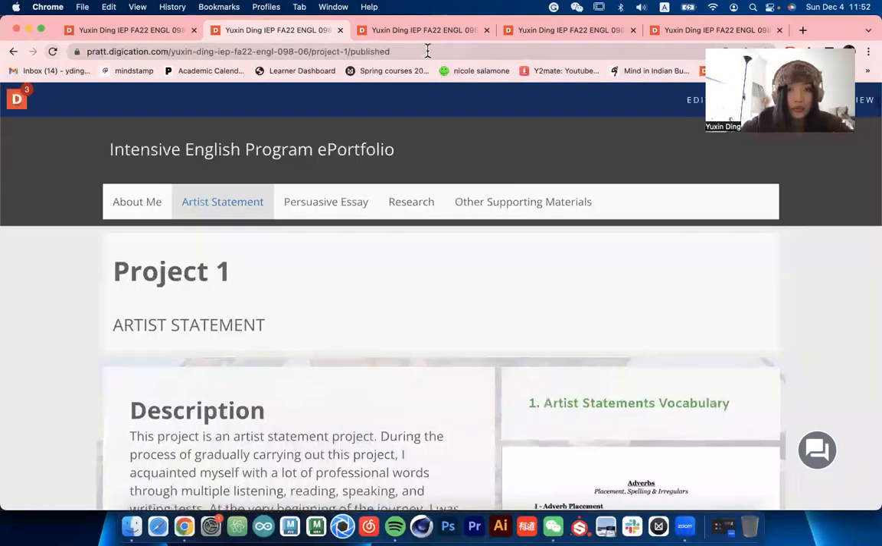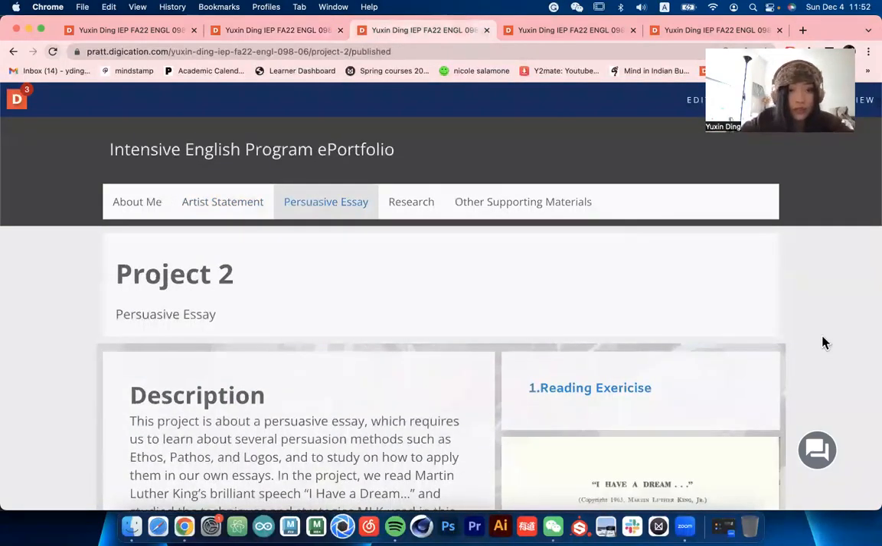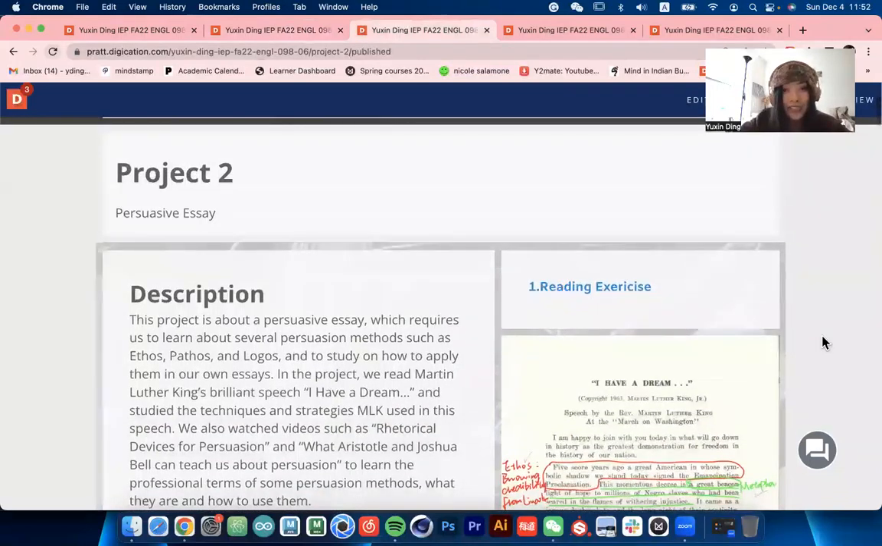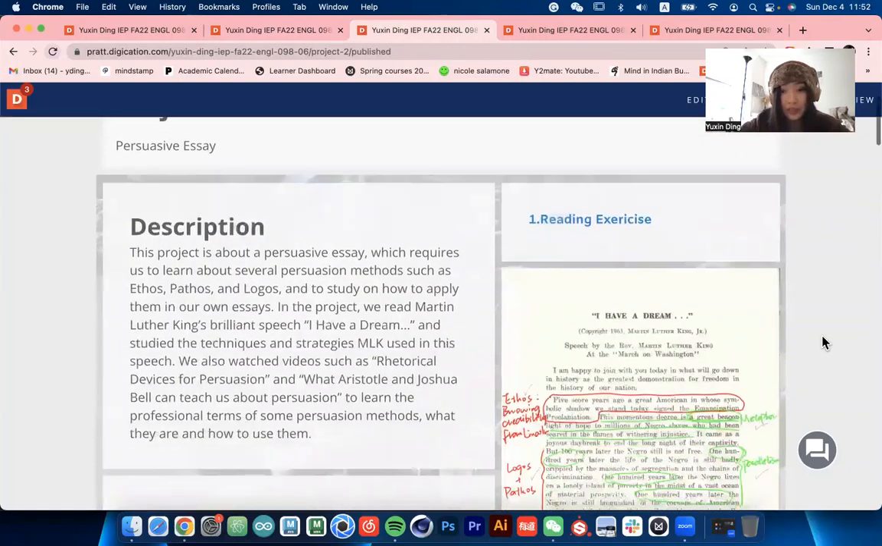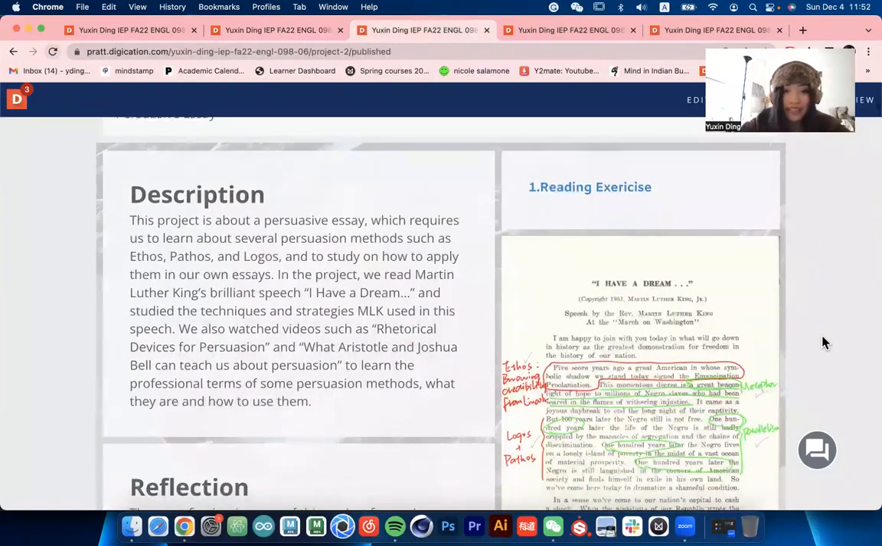And move on to the next project, which is our persuasive essay. I would say this is the most challenging project for this semester. So basically, this project is about writing a persuasive essay and learning some persuasion methods such as ethos, pathos, and logos, and also some rhetoric devices.